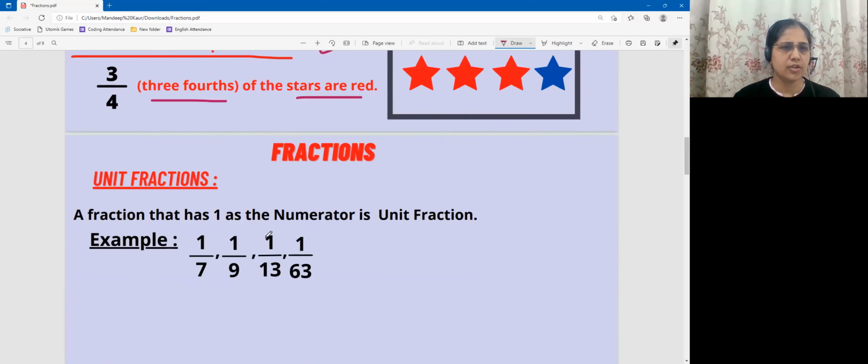Did you know what a unit fraction is? A unit fraction is a fraction that has 1 as the numerator, right? If you see the examples I have written, 1 by 7, 1 by 9, 1 by 13, 1 by 63, all are examples of a unit fraction. Unit fraction means a fraction that has 1 as the numerator.